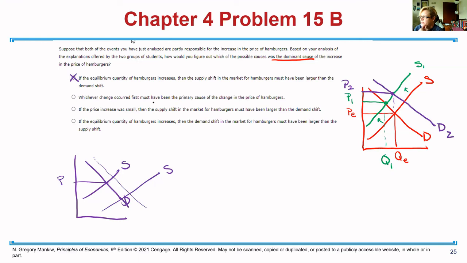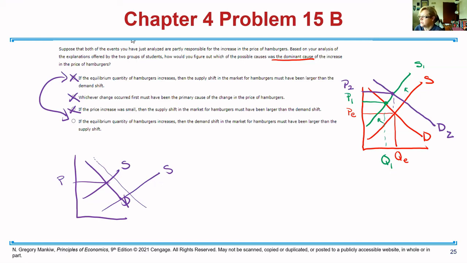Whichever change occurred first must have been the primary. That's not true. If the price increase was small, then the supply shift in the market for hamburgers must have been larger than the demand shift. Price is going to go up regardless, so I'm isolating that one. If the equilibrium quantity of hamburgers increases, then the demand shift in the market for hamburgers must have been larger than the supply shift. So this is very similar. I like 1 and 4 so far. I put an X through 1, but I want to come back and show you exactly why.